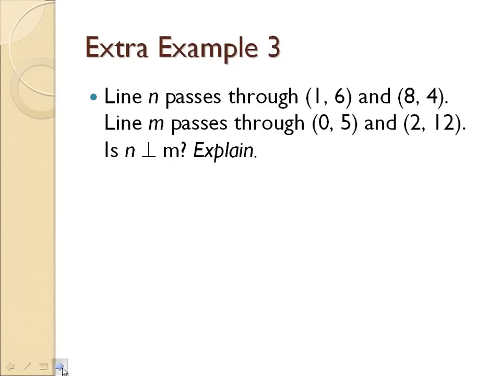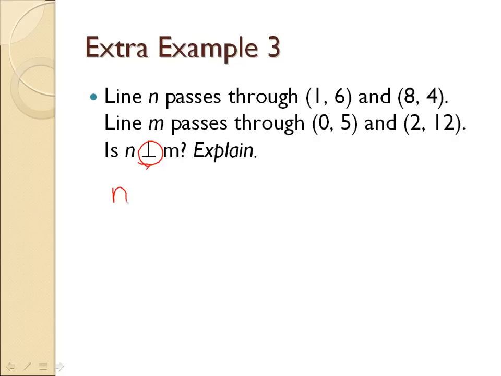Let's do this extra example together here. We have a line that passes through (1, 6) and (8, 4), and another line that passes through (0, 5) and (2, 12). The question says, is n perpendicular to m, and explain. So you've got to think, okay, perpendicular means their slopes are opposite reciprocals. Well, I've got to know what my slopes are in order to compare them.